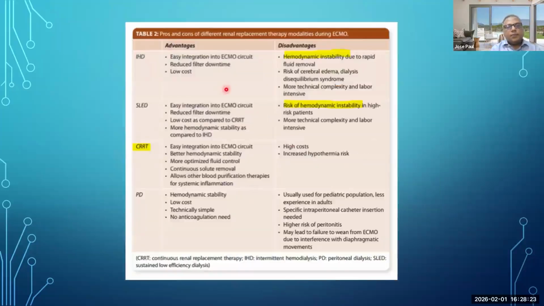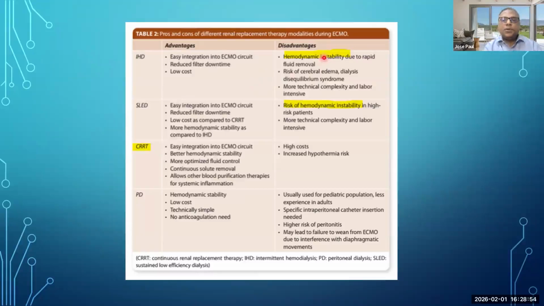Then what are the pros and cons of different renal replacement therapy modalities using ECMO? You can have various renal replacement therapies like intermittent hemodialysis, sustained low efficiency dialysis, continuous renal replacement therapy, as well as peritoneal dialysis. Now, with intermittent dialysis, they can be easily integrated into the ECMO circuit, and the low cost is there. But the main disadvantage is hemodynamic instability.